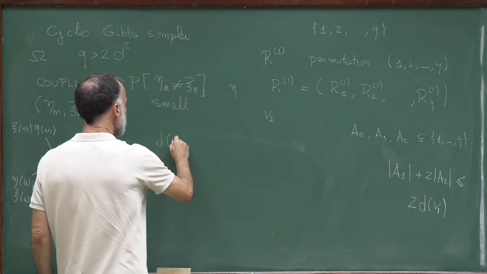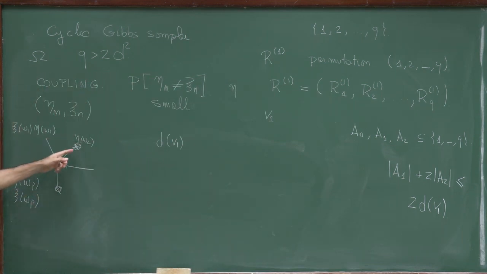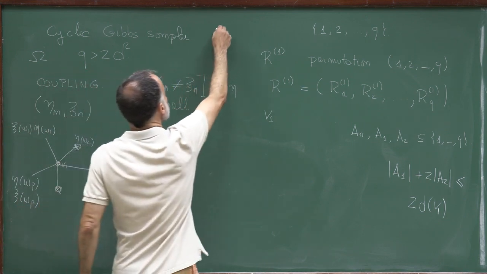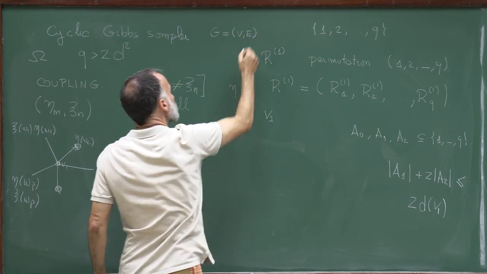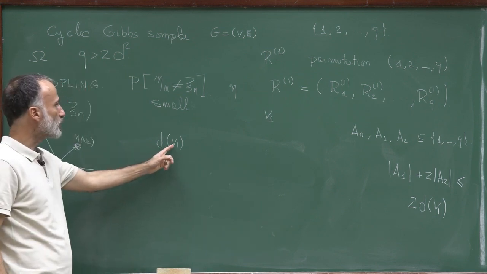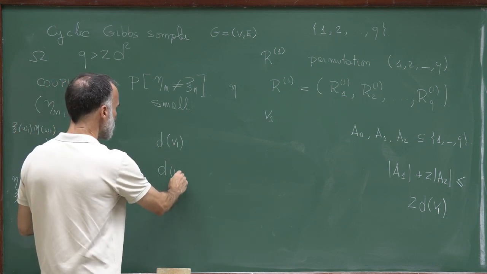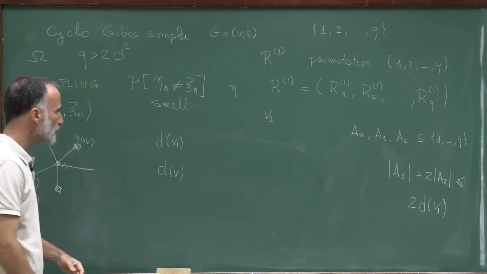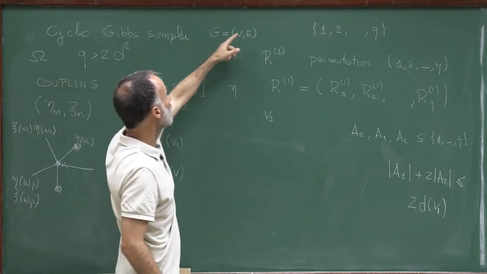So I'm sorry, d of v1, it's the degree of v1. So it's the number of neighbors of v1 for the graph G. Remember, there is a graph V and E in the definition of this model, and d of v1 is the degree of the vertex v1, and more generally d of v is the degree of a vertex v, and this is the total number of neighbors of this vertex for the graph V, E.